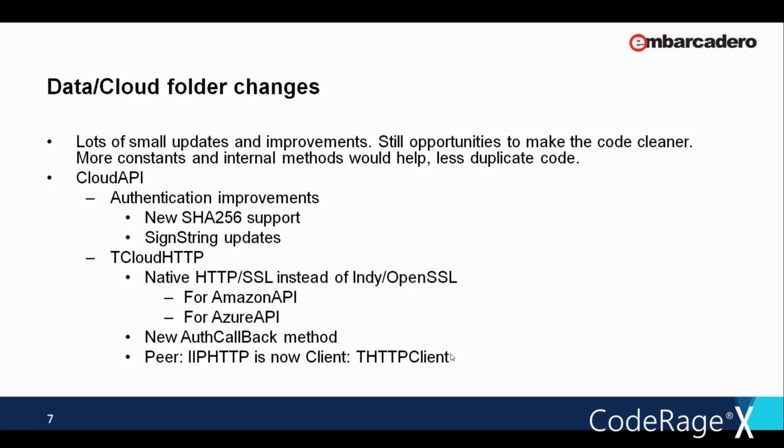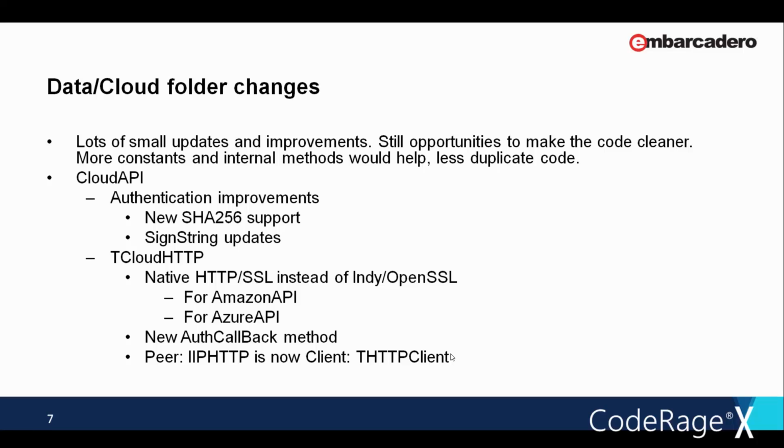Under the data cloud folder, there's a lot of small updates and improvements. In my opinion, there's still opportunities to make the code cleaner with more constants and internal methods that would result in less duplicate code. The Cloud API has gone through a refactoring as well for authentication improvements. There's signed string routine updates. There's new SHA-256 hash support.